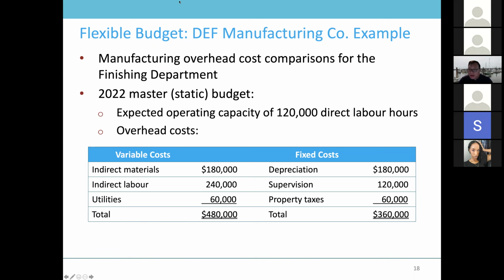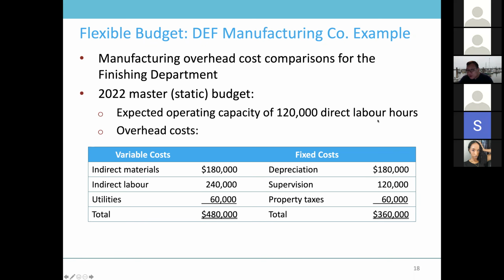Sorry, I want to say, wait, you said activity index? Yeah. Would that not be your direct labor hours? Yeah, that's correct. Good. Thank you. So the direct labor hour would be your activity index, right?